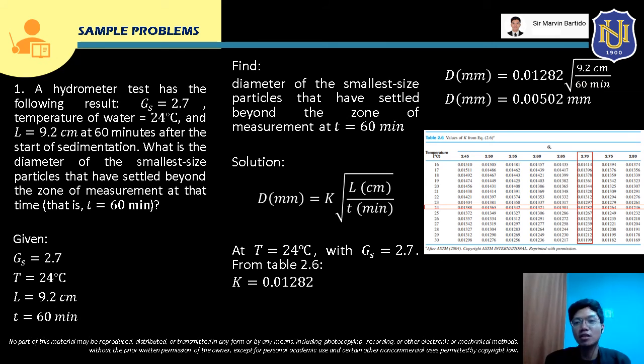So, this is the diameter. Ayan. So, solve mo sa calculator if this is correct. 0.01282 times square root 9.2, 60. Ayan. So, this is 0.00502 millimeter. So, ito, class, yung diameter nung smallest size particles that have settled beyond the zone of measurement. Okay, so yan na yung sagot para dito sa problem na ito, class.